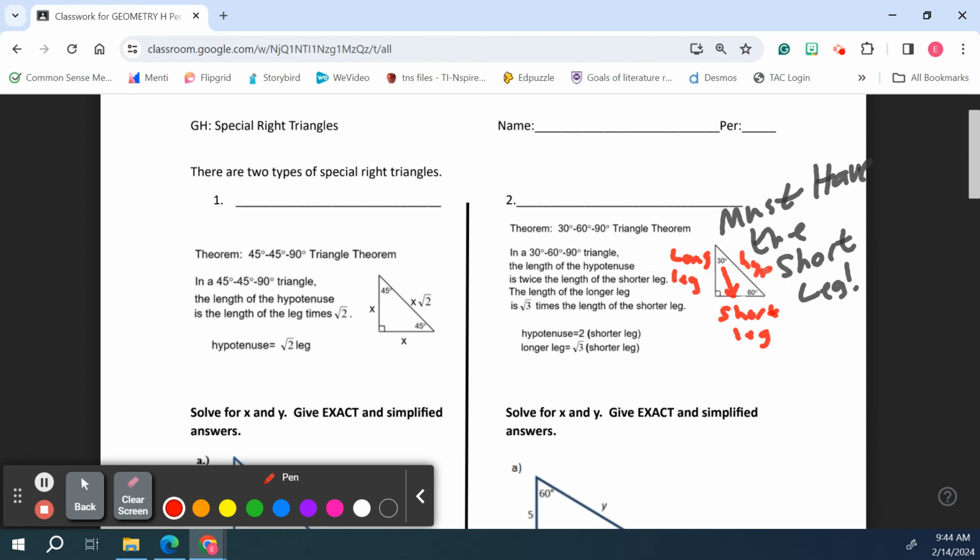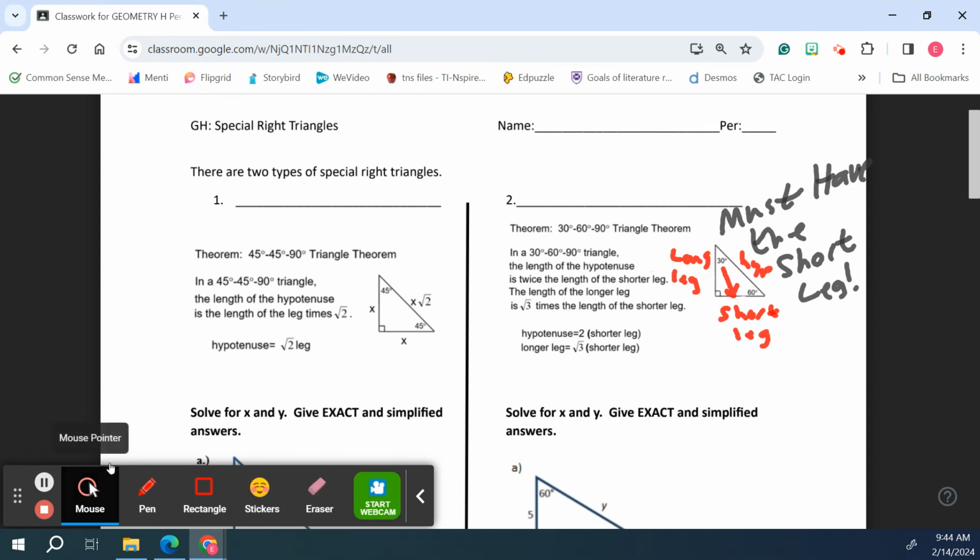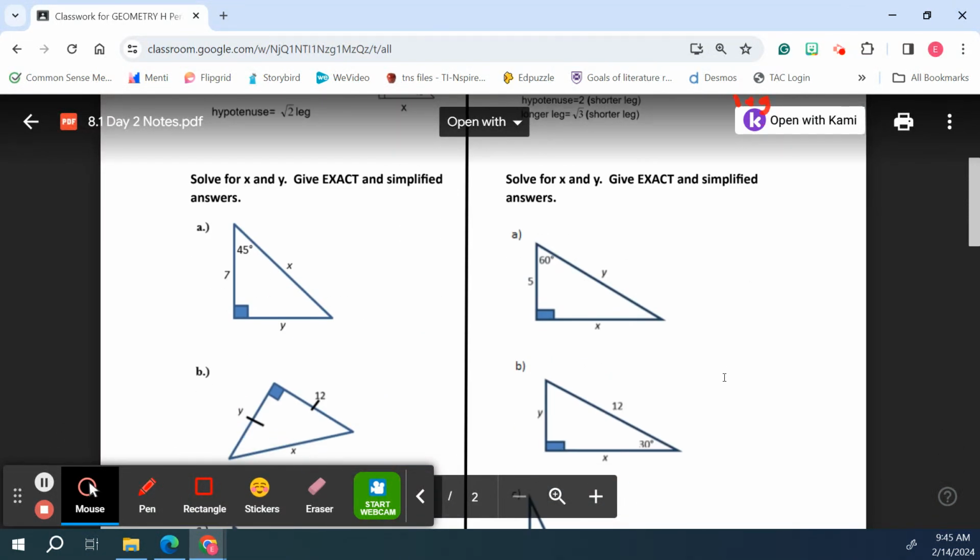Okay? Does that make sense? Always look for the 30-degree angle. You will always be able to identify the short leg that way. Anybody's, all right, can I move on? Is there any questions so far before we move on? Just anything. Okay. Let's take a peekaroo at letter A for this side.